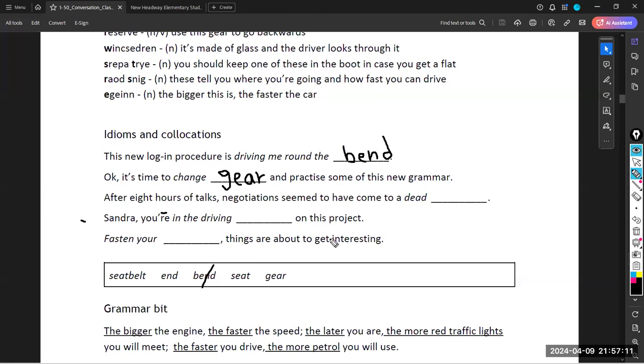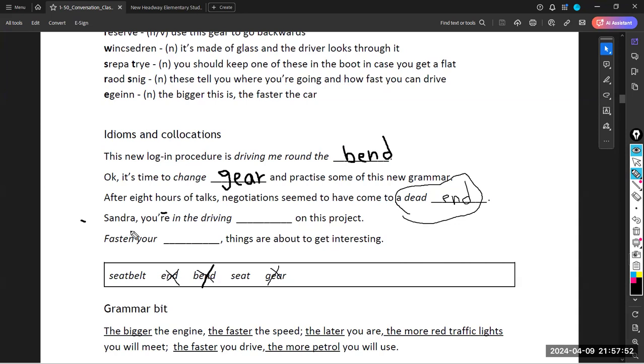Now I think we have to go to the next. So change gear is to change the mission completely. If you are driving a car and you want to change gear, this is something different. After 8 hours of talks, negotiations seemed to have come to a dead end. Exactly, dead end. Do you know the meaning of dead end? Yes, dead end, هي طريق مسدود يعني. Bravo, exactly. This is a dead end. This is a good idiom.